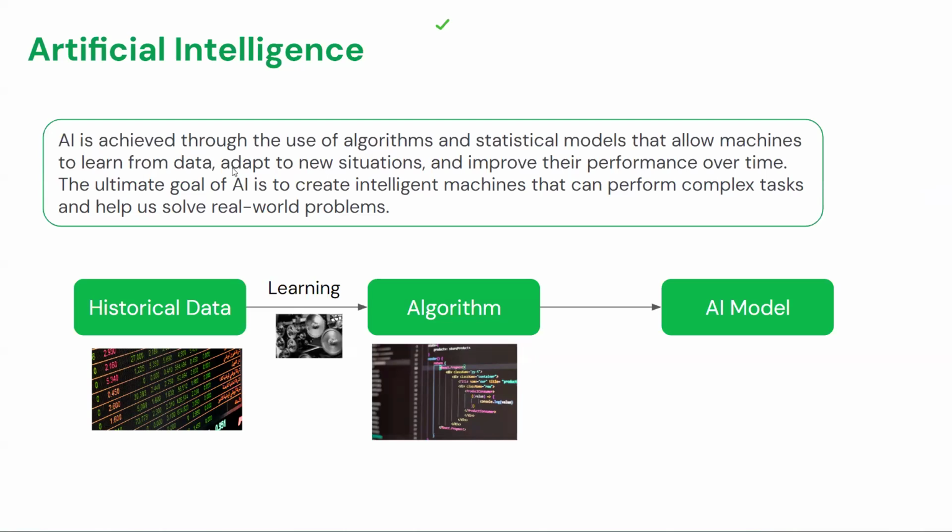Okay, so basically, as you can see in the definition also, AI is achieved through the use of algorithms and statistical models that allow machines to learn from the data, adapt to new situations, and improve their performance over time. Obviously, we'll fine tune and improve over time, right? The ultimate goal of AI is to make machines intelligent. That is the main goal, and to solve complex tasks and real world problems. Yes, this is what we generally do in AI.